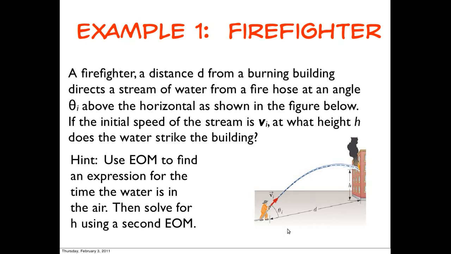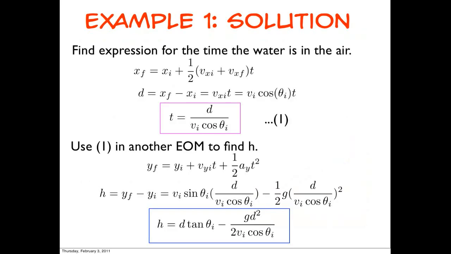So looking again at our figure, we're given the initial velocity of the water, the angle that the hose is initially aimed at, and the distance between the firefighter and the building. What we're looking for is h. This is an example where we would use the x direction in order to find the time variable, and since time is the constant between both the x and y directions, we can then take that variable and substitute it into an expression for the y direction.